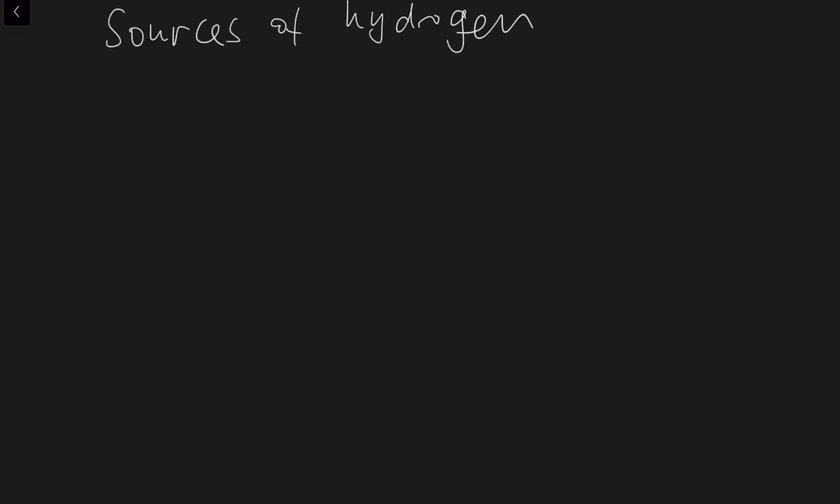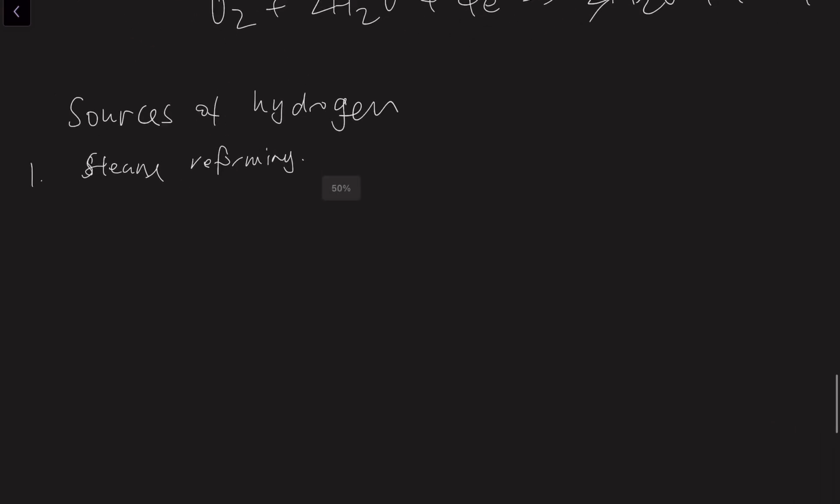So the production of hydrogen has 2 ways. The first one is steam reforming. This uses methane.